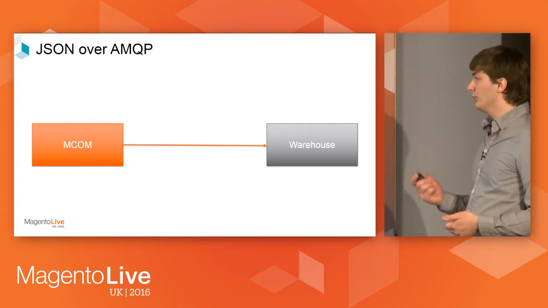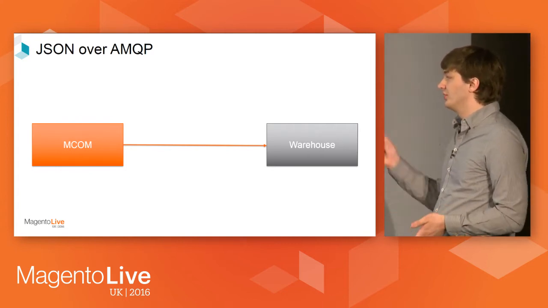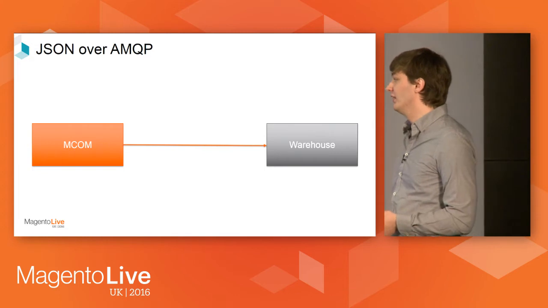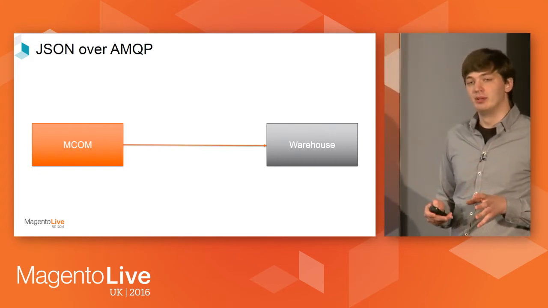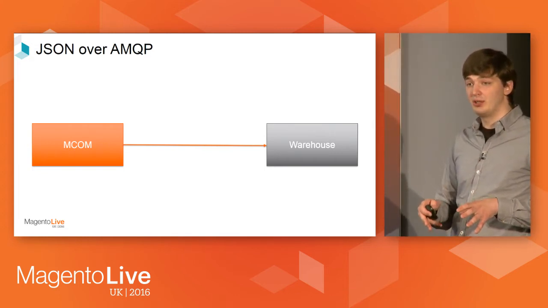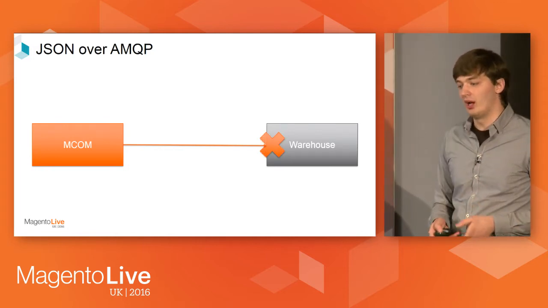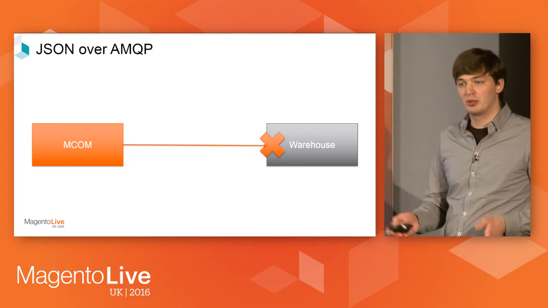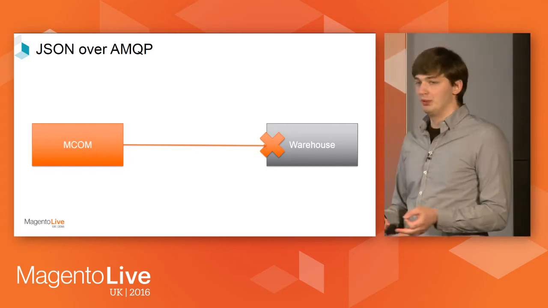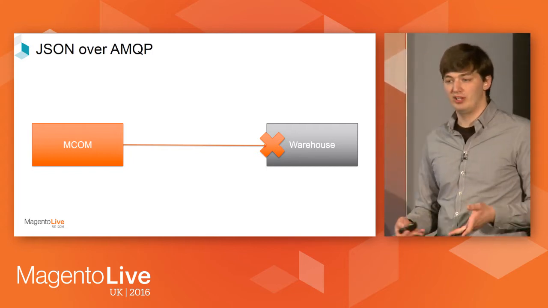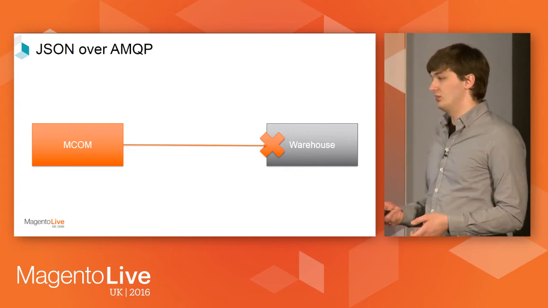So if we look at the normal integration, there is MCOM and Warehouse once again. So what will happen? MCOM decides it's time to ship something. But the Warehouse system is down. I don't know, it's not available, a network problem, whatever, right? So what will happen is MCOM will fail to send a request. And it's good if, in the user interface, we can show a red message saying, sorry, no good, try again later.